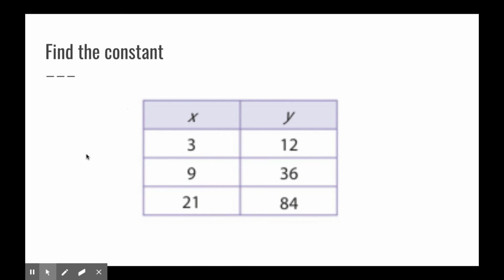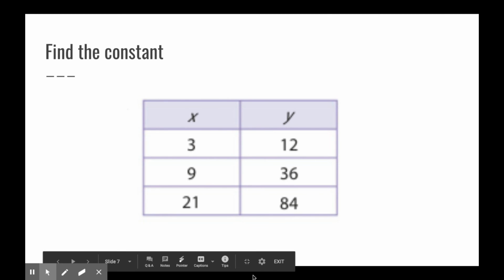And then our last question, we're going to look and find the constant. So we're looking at the relationship between x and y, and our relationship is 4 because 3 times 4 is 12, 9 times 4 is 36, and 21 times 4 is equal to 81.